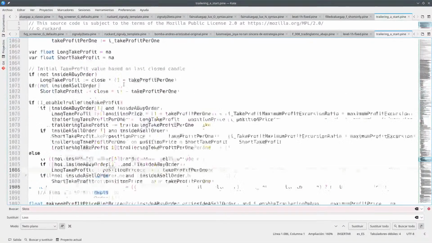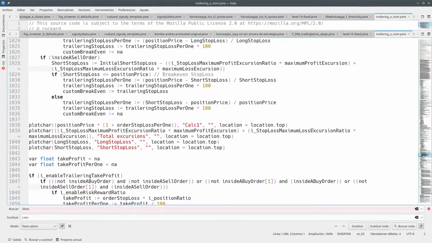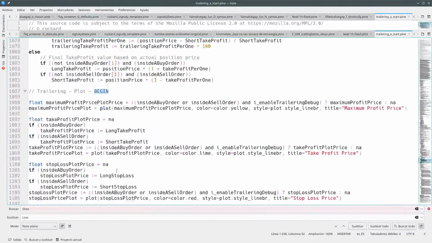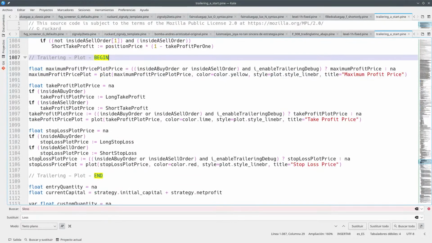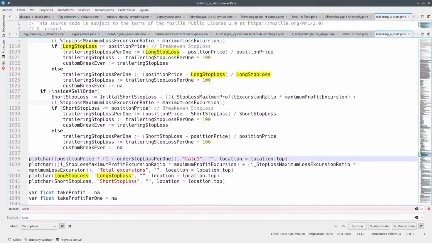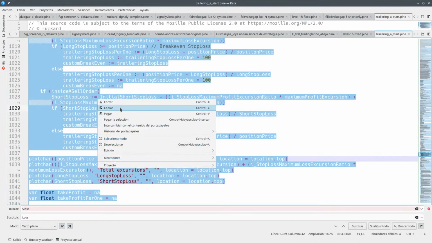So we have this plot here, which is interesting, and then we also have this plot here. The stop loss price plot is based on these two values here, which is also related to the long stop loss. That's what we are going to check here and see what we can do with it.